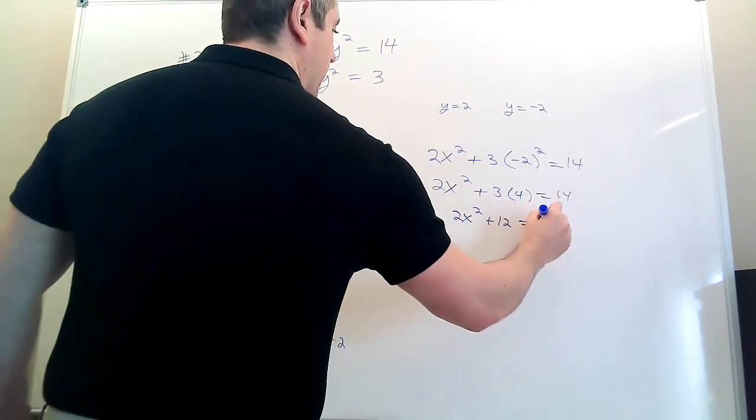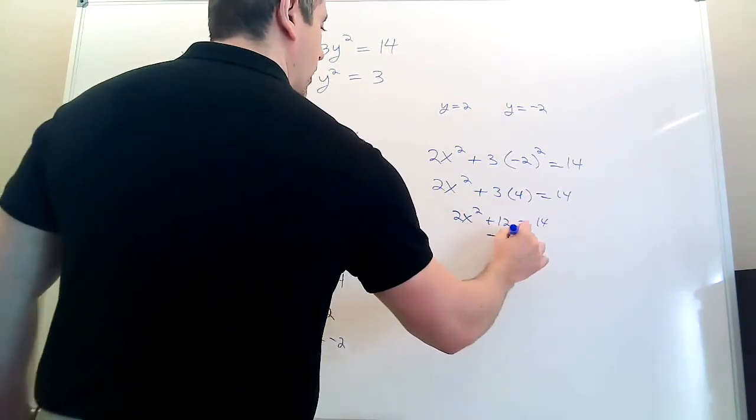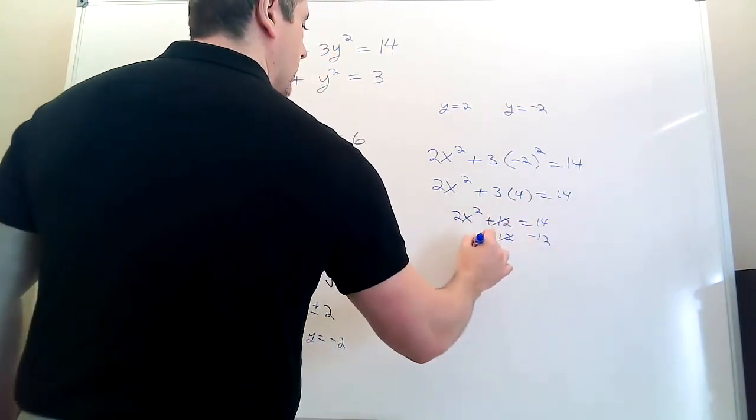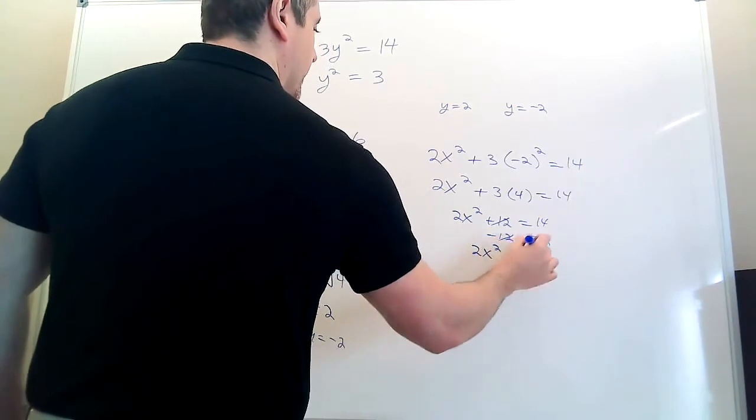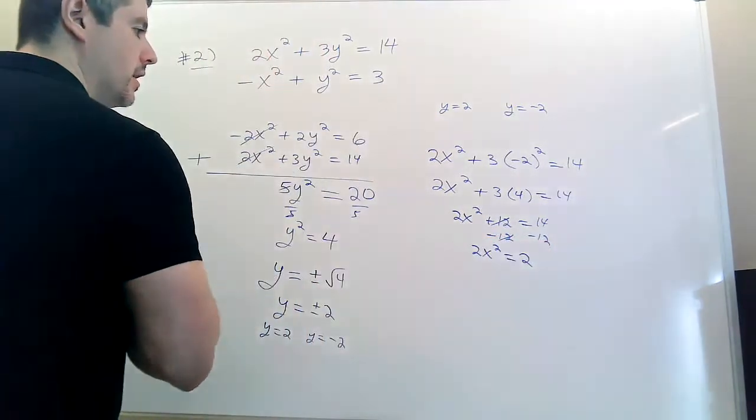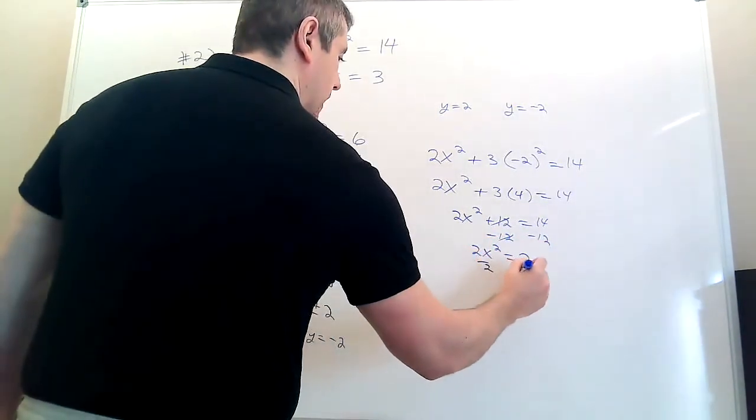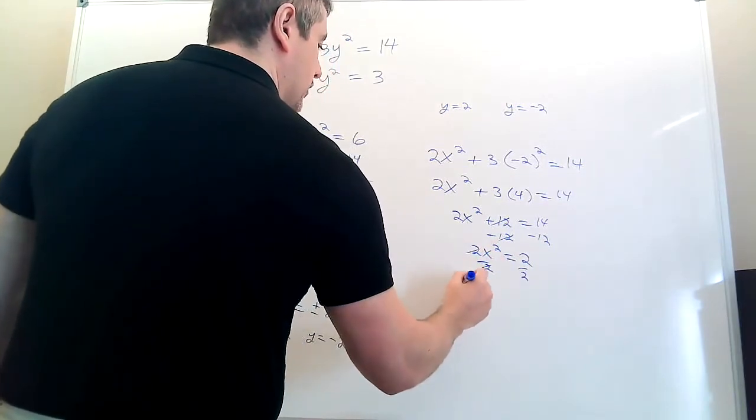So you have to subtract that, right? You have a plus 12, so you have to minus 12 to both sides. Cross that out. You get 2x squared equals 14 take away 12, which is 2. Now I have to divide by the 2, right? You've got to get x squared alone. So you get x squared equals 2 divided by 2.